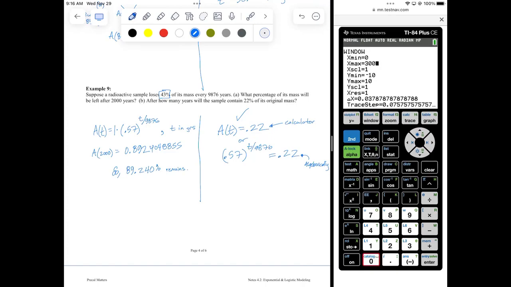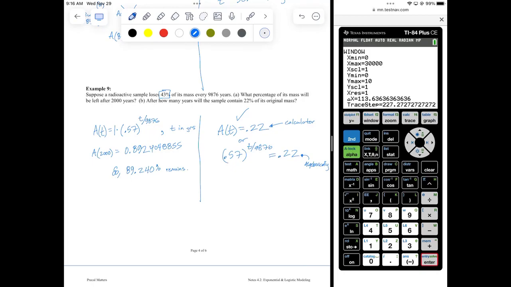30,000. That's not bad. That's like 3 point something half-lives, isn't it? A half-life is almost 10,000. So 30,000 is reasonable. Let's just leave that as a 1. Our y min could be 0. And what would be our y max?